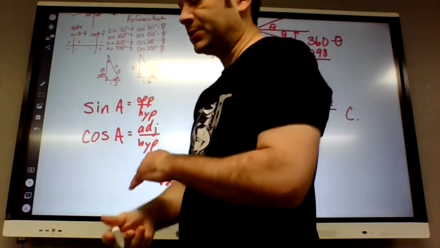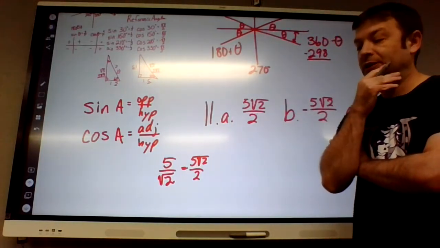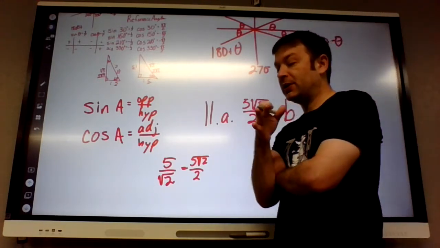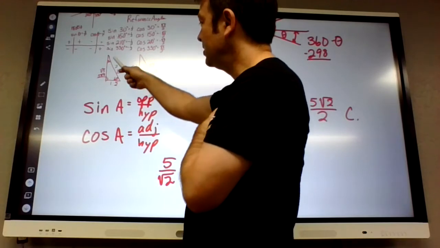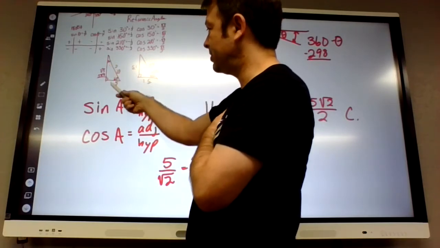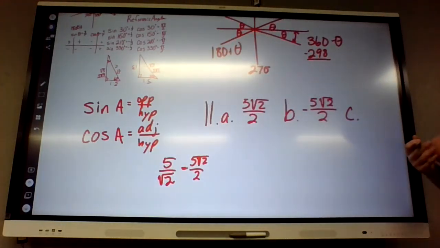Okay, for C, sine of 210. 210 is third quadrant, is 30 degrees past 180. So it's going to give us the same answer as sine of 30 degrees. Sine is opposite over hypotenuse. There's 30. Opposite over hypotenuse is 1/2. Is sine positive or negative in the third quadrant? Negative. It might be going too fast.